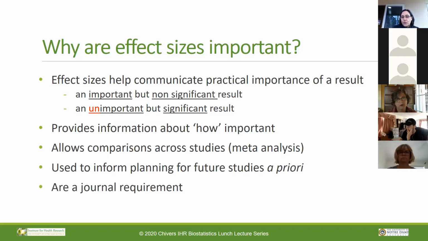More and more journals are requiring effect sizes to be reported. So often you will now get a reviewer who says, that's great, can you add effect sizes to table 2? Or, can you give us some information about the effect of those differences that you've detected?